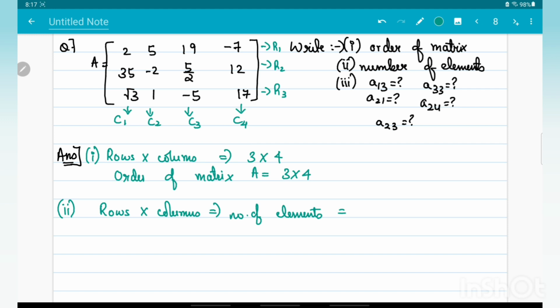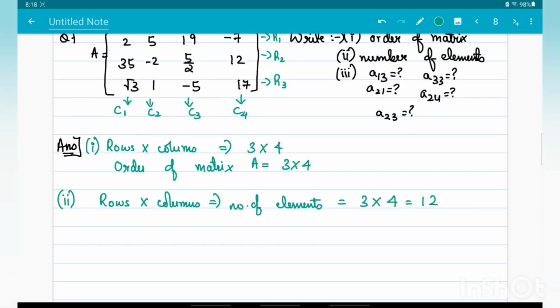Now this has got 3 rows and 4 columns. So if you multiply the number of rows and the number of columns, you will get the number of elements of the matrix. Right now over here, the number of elements is 12. Now if you count also, you will get 12 elements. So that is how you write the number of elements, by multiplying the number of rows and columns.